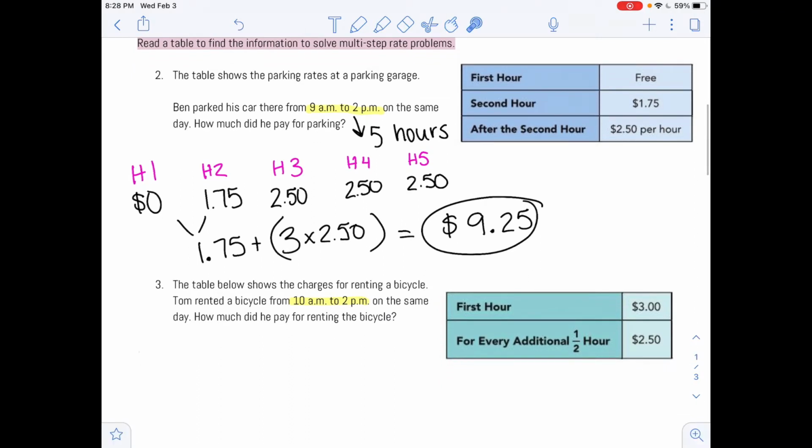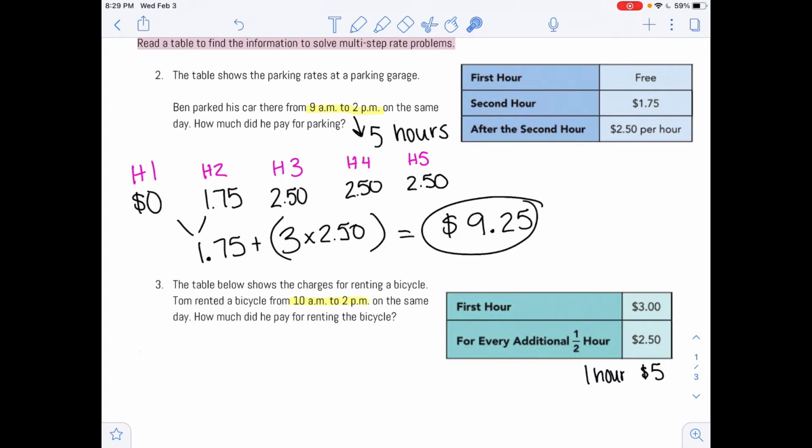So similar idea. The only difference is our table's giving us different amounts. For the bike, the first hour is going to be $3. And then for every additional half hour, it's going to cost $2.50. So if this is for a half hour, it might be helpful to figure out what the rate is for 1 hour. If a half hour is $2.50, if we multiply that by 2, we know that 1 hour is going to be equal to $5.